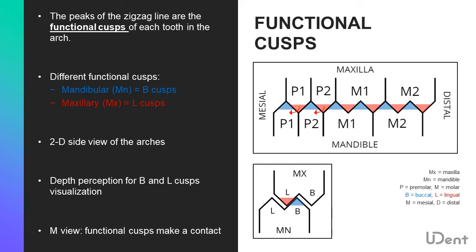The functional cusps make contacts with each other, while the non-functional cusps do not. Combining these two figures, we can construct a three-dimensional structure in our mind as we are looking at the picket fence. The ability to perceive depth from a two-dimensional image will help you beyond this course.